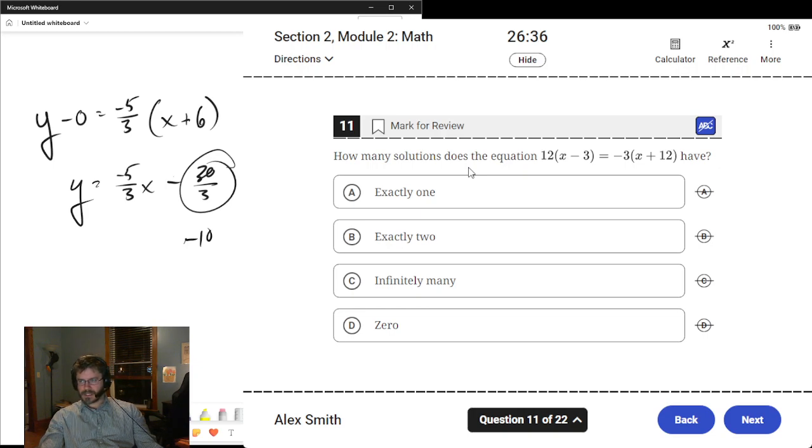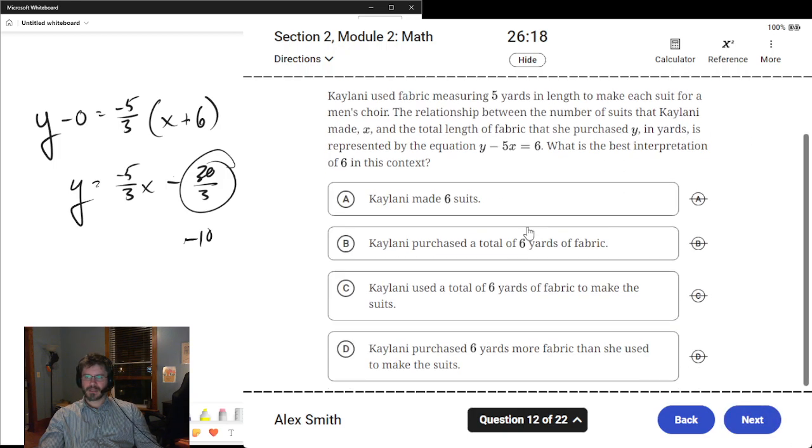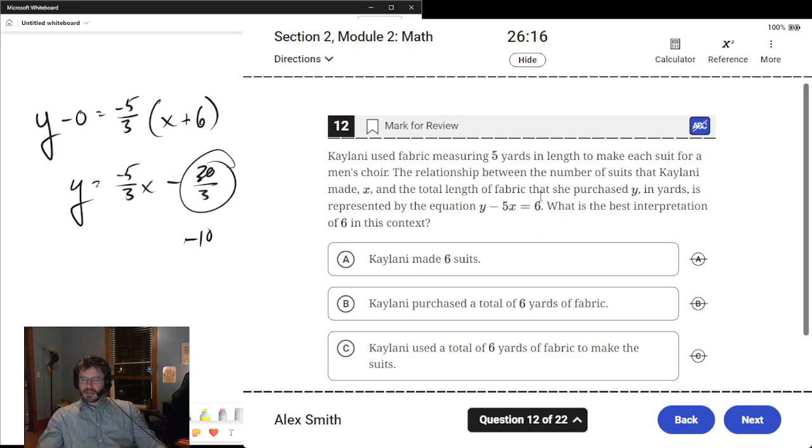How many solutions does that equation have? It's a linear function. The slopes are different, so 1. They don't care what the solution is. Just double check. Make sure no silliness is happening. 12x, negative 3x, different slopes, 1 solution. Okay, who cares? It's a linear function.